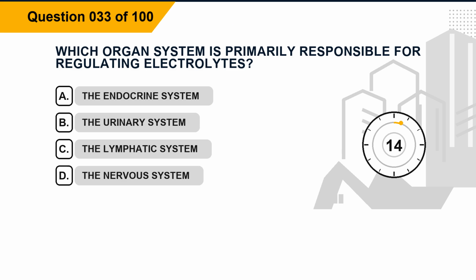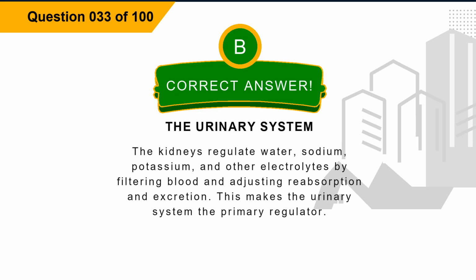Question 33. Which organ system is primarily responsible for regulating electrolytes? Option A, the endocrine system. Option B, the urinary system. Option C, the lymphatic system. Option D, the nervous system. The correct answer is option B, the urinary system. Explanation: the kidneys regulate water, sodium, potassium, and other electrolytes by filtering blood and adjusting reabsorption and excretion. This makes the urinary system the primary regulator.